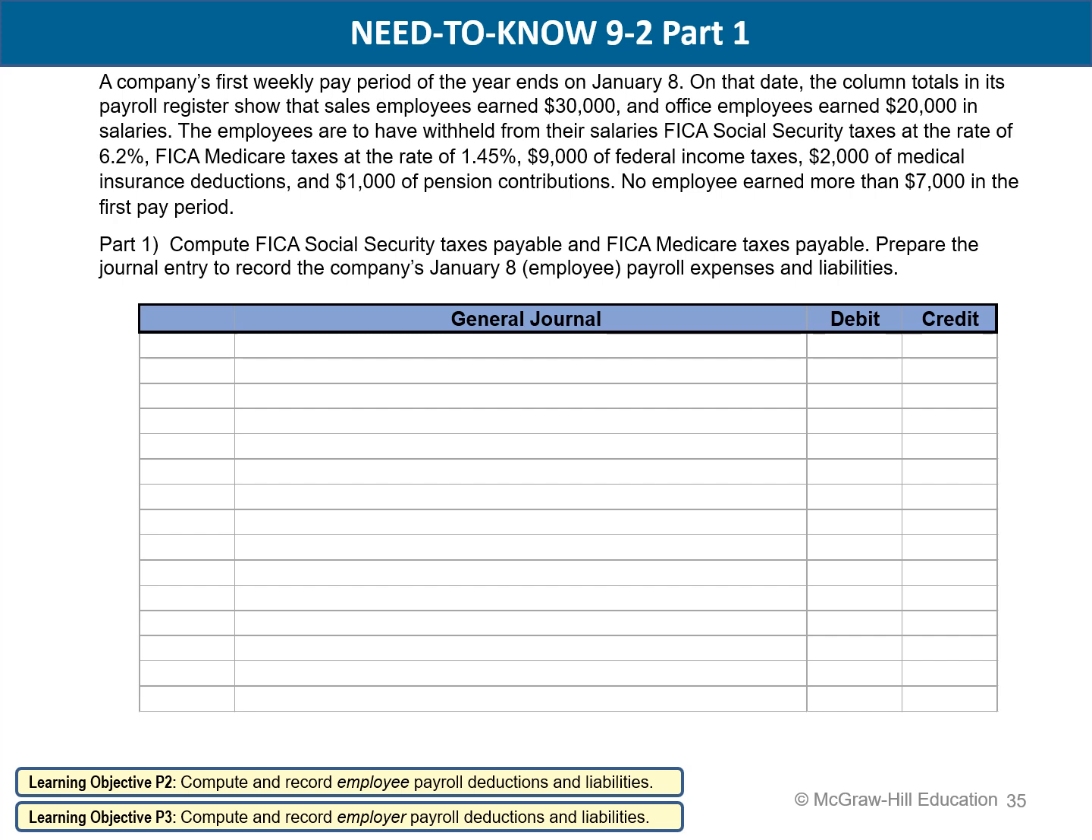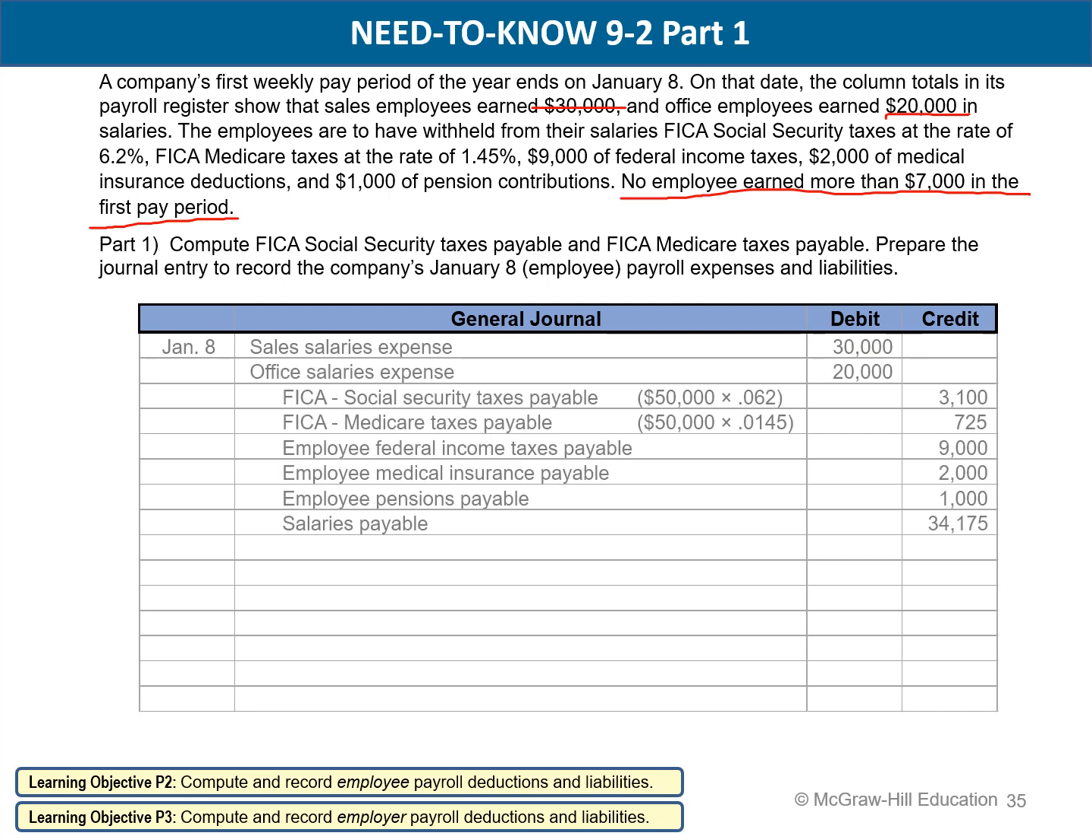So the key sentence here is that no employee earned more than $7,000 in the first pay period. What that means is you can take the $30,000 plus the $20,000 times those rates to compute the payables. So if you take your FICA Social Security tax payable, right here, $50,000, that's the sum of the 30 and the 20, times 6.2%, they give you that in the problem. You're going to record a FICA tax payable of $3,100.